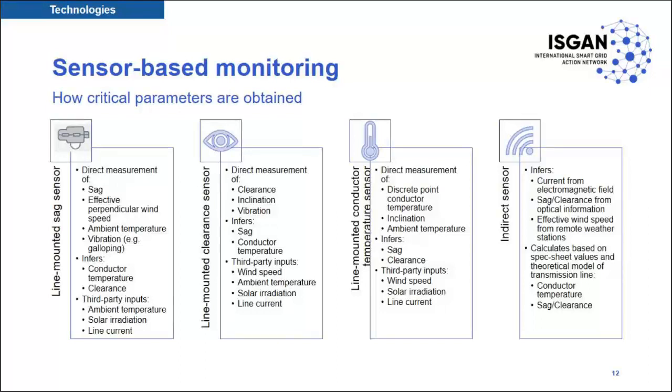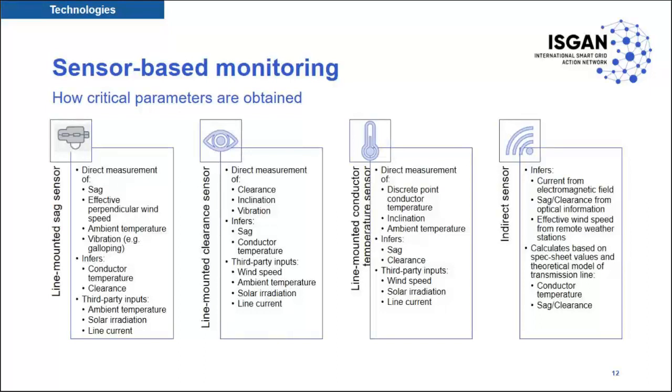Another method is a line-mounted current sensor. So instead of measuring a sag, you measure currents. So it's another method. And as compared with the first one, you also need to collect the effective wind from a third-party input.